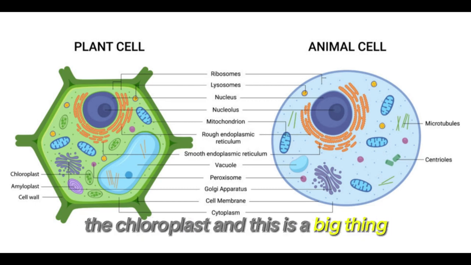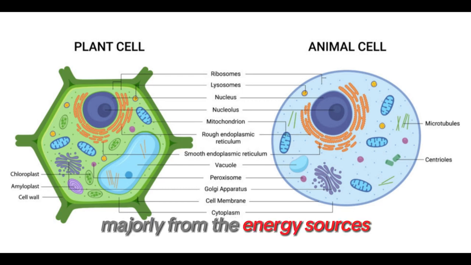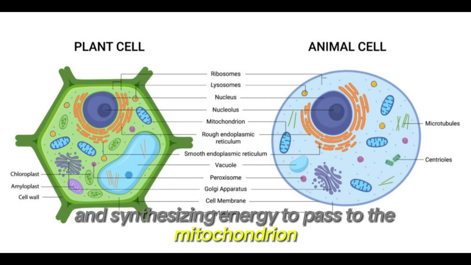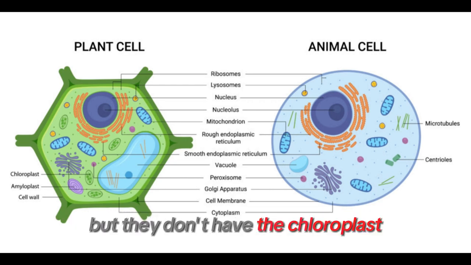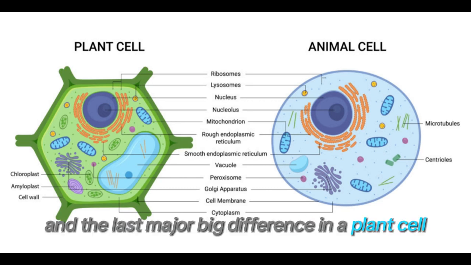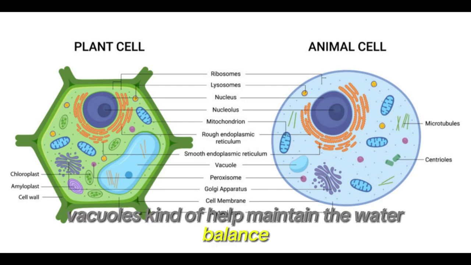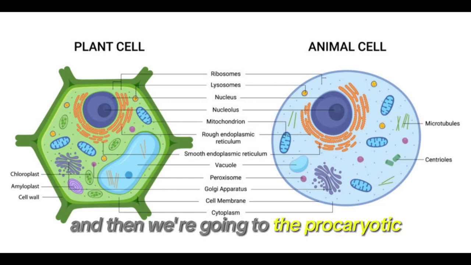And this is a big thing because this is what differs majorly in the energy sources. Chloroplasts have a vital role in collecting energy and synthesizing energy to pass to the mitochondrion. However, animal cells do have mitochondria, but they don't have the chloroplast. And the last major difference in a plant cell is that they have vacuoles. Vacuoles help maintain the water balance, but we can go into this in later videos. And then we go on to the prokaryotics.